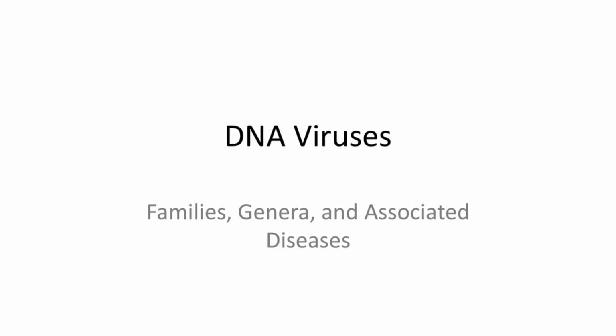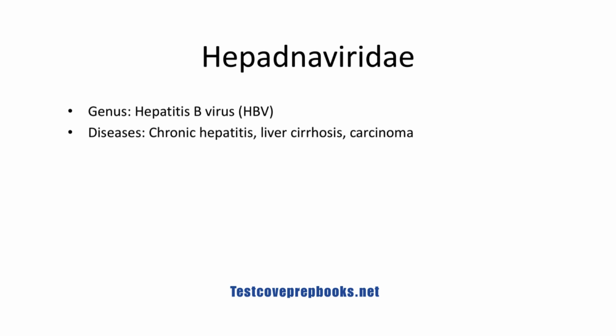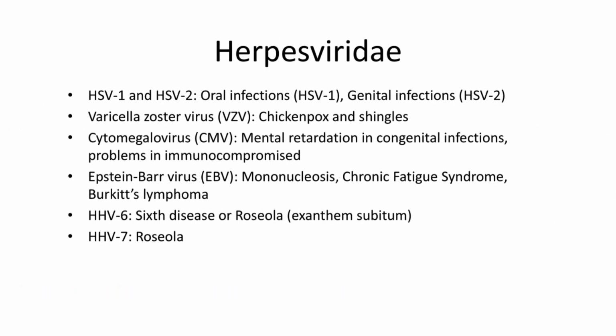DNA viruses are divided into several important families. Adenoviridae includes the adenoviruses, which cause respiratory infections. Herpesviridae includes the hepatitis B virus. This virus is associated with chronic hepatitis, liver cirrhosis, and even hepatocellular carcinoma.